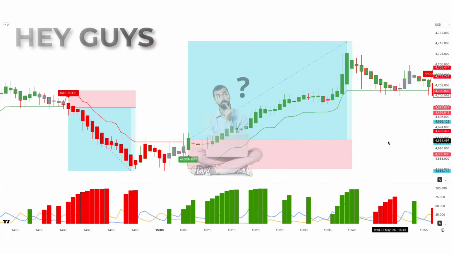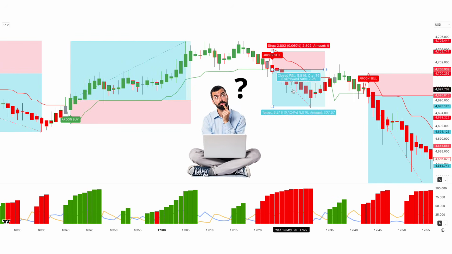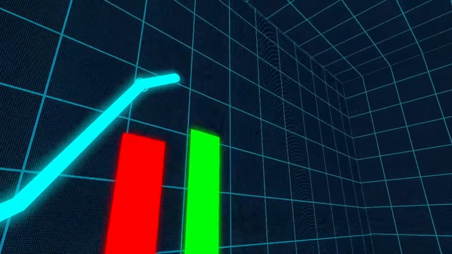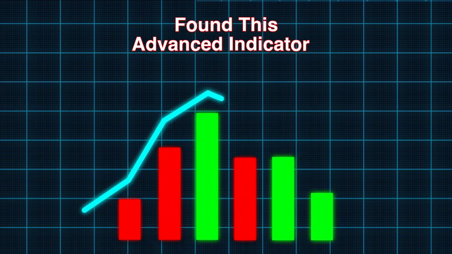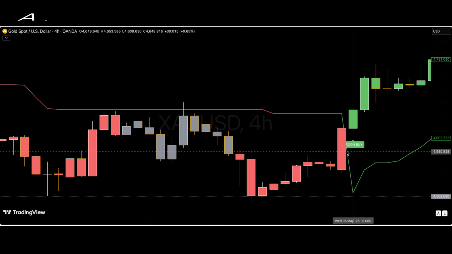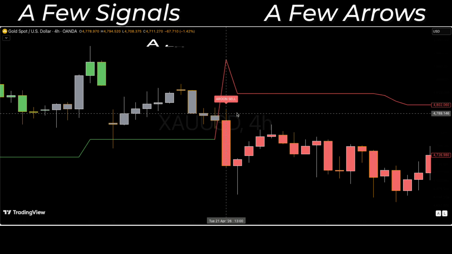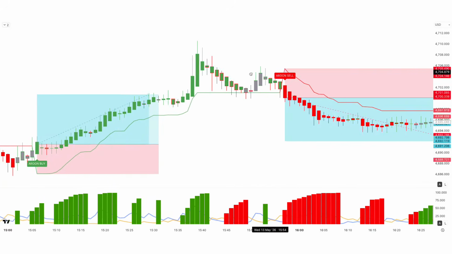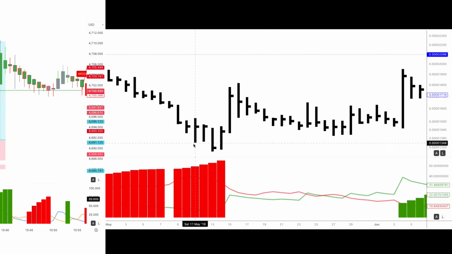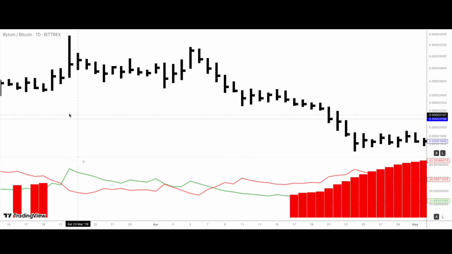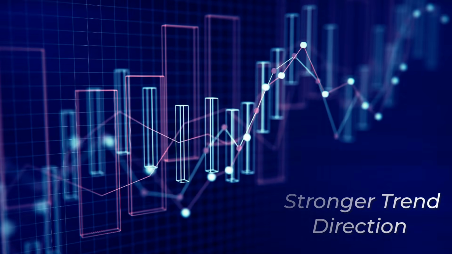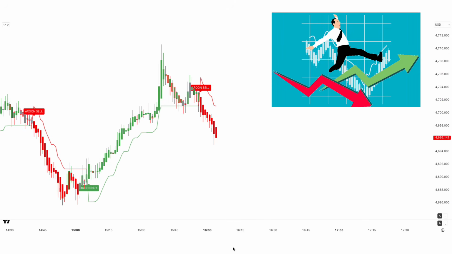Hey guys, have you ever looked at a chart and thought, there has to be an easier way to spot quality trades? That's exactly what I was wondering when I came across this advanced indicator. At first, I expected it to be like every other tool, a few signals, a few arrows, and a lot of confusion. But after testing it on different market conditions, I noticed something interesting. Instead of flooding the chart with constant alerts, it focused on highlighting cleaner opportunities and stronger trend direction. And that's where things started to get exciting.